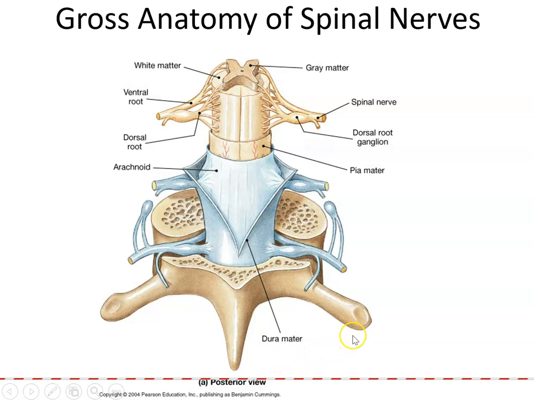So here we're looking at the gross anatomy of the spinal nerves. These spinal nerves emerge from the spinal cord and they pass through spaces between the vertebrae known as the intervertebral foramen. So here you can see an opening through which that spinal nerve will emerge. There are in fact 31 pairs of spinal nerves that emerge from the spinal cord or below, and these spinal nerves innervate and serve everything from our neck region all the way down to our toes.